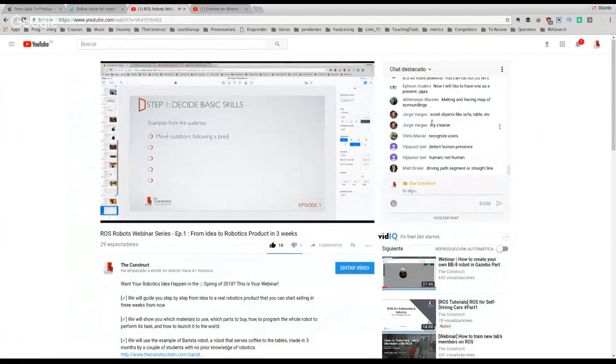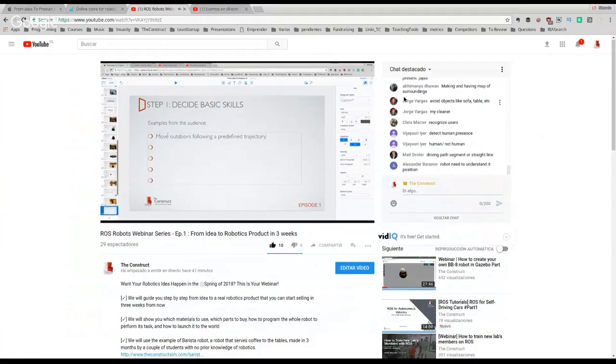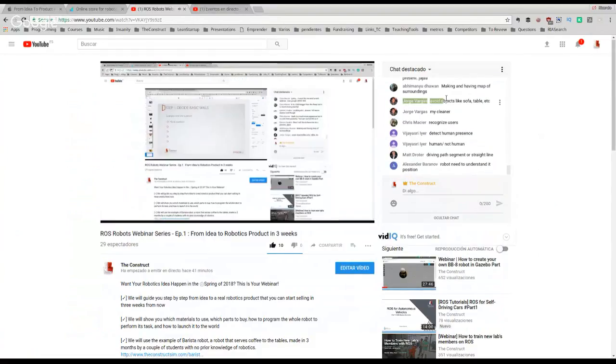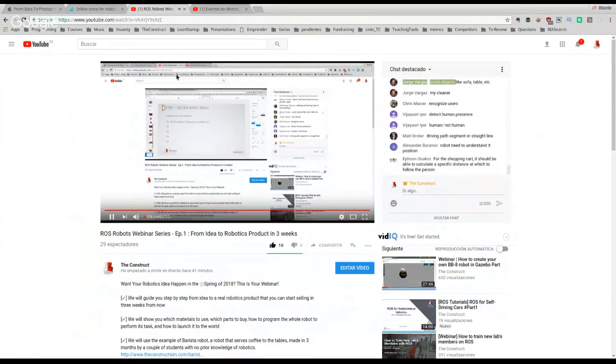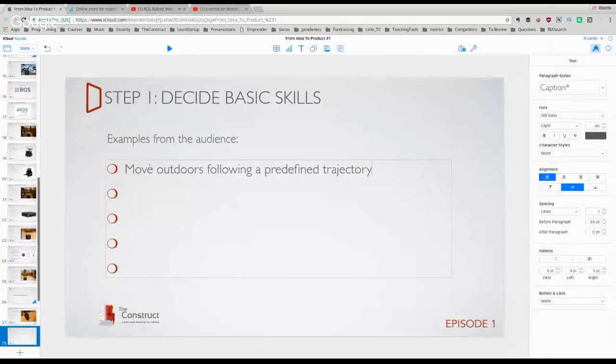Then Jorge says, for the cleaner, avoid obstacles like sofa, table. Okay. So in this case, you should specify a little bit more. So if it's avoid obstacles, then it's very good. Avoid obstacles in general. If you want to avoid very specific type of objects, like objects that have legs, then you should specify here. So objects with legs, like a table, sofa, or whatever.